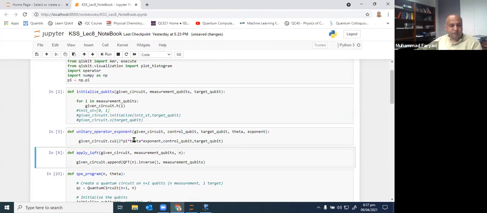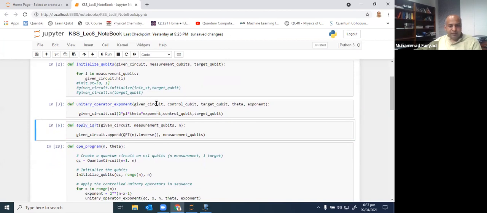So let's use it. This takes as input the circuit that I'm going to apply it to, then control qubits, target qubit, theta, and exponent. This exponent is that m that I was talking about. I can select the value of m to make the required unitary operator. Then I'm defining the supply inverse quantum Fourier transform function.